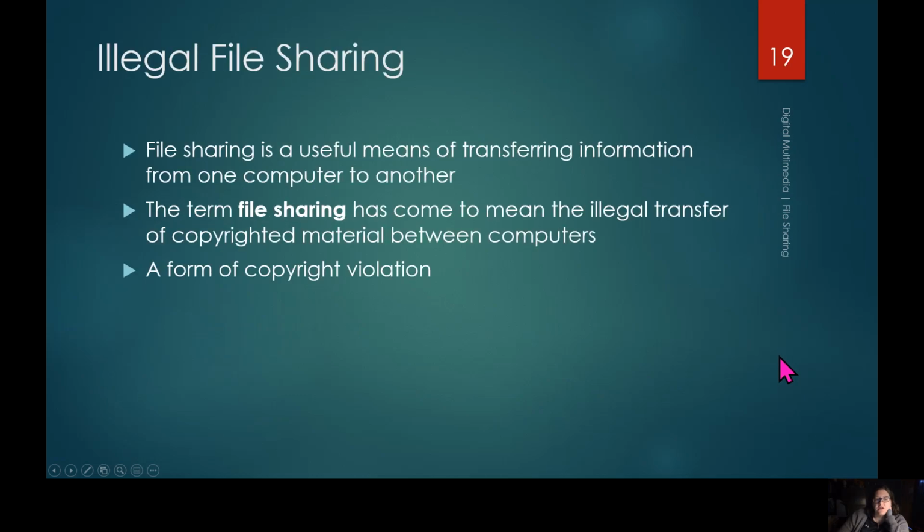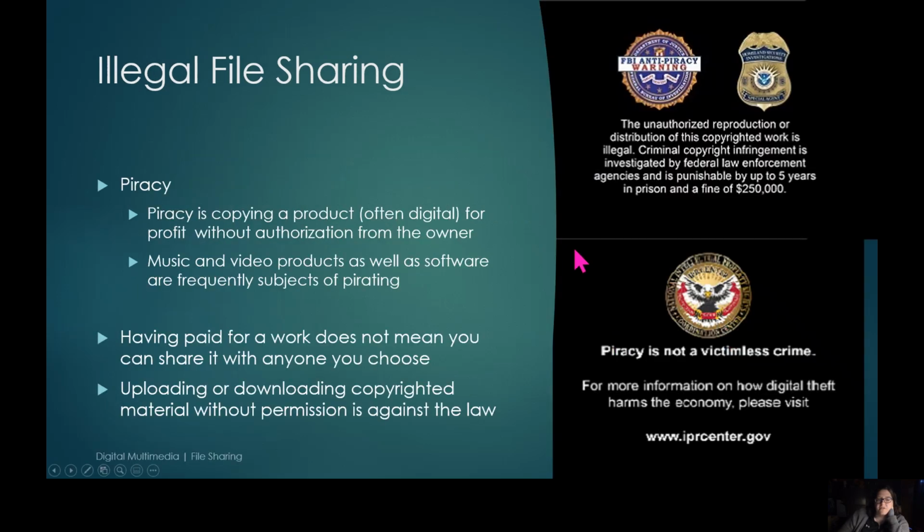Illegal file sharing. File sharing is a useful means of transmitting information from one computer to another. The term file sharing has come to mean the illegal transfer of copyrighted materials between computers, and it's a form of copyright violation. One of the biggest examples of this is piracy. So piracy is when you're copying a product, often digital, for profit without authorization from the owners. These are the icons that you're going to see at the beginning of movies, videos, where it's talking about the anti-piracy warning.